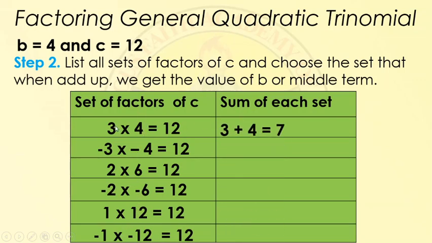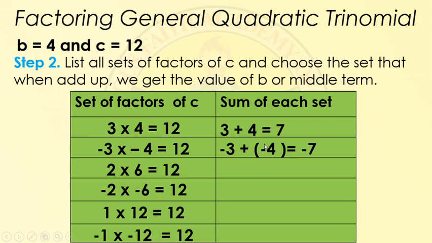Okay? So, 3 plus 4, saan nang galing si 3? Ito po yung set of factors natin. And then si 4, dun din po galing sa set of factors natin. Okay? So, 3 plus 4, the answer is 7. Next, negative 3 plus negative 4, the answer is negative 7.